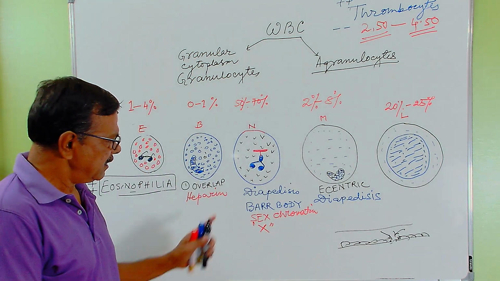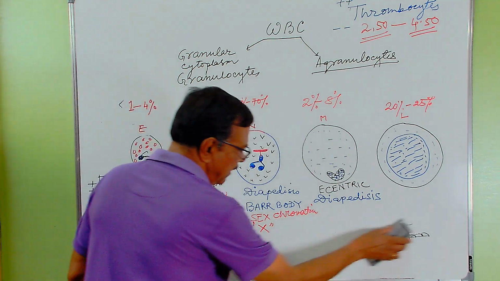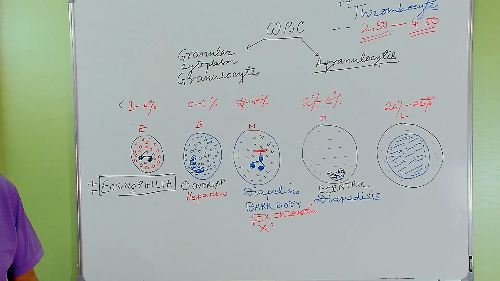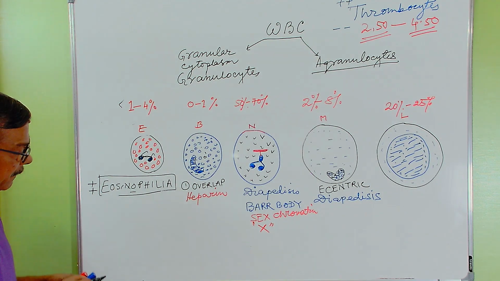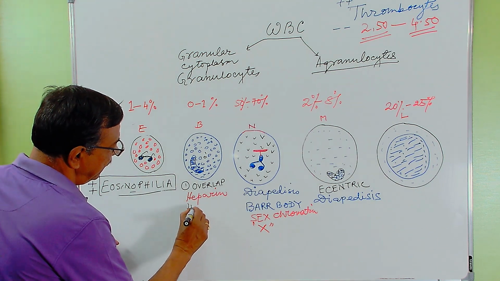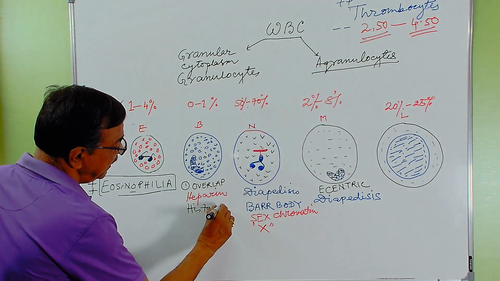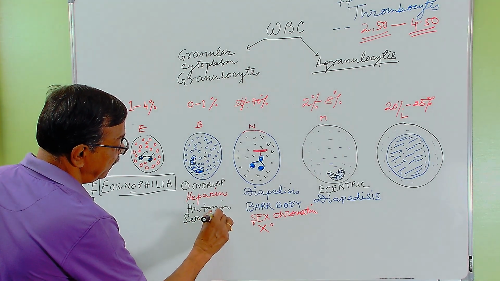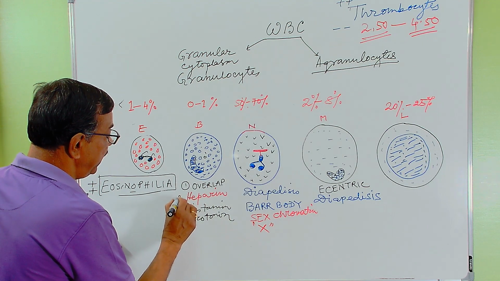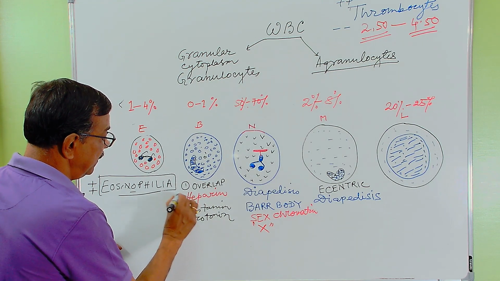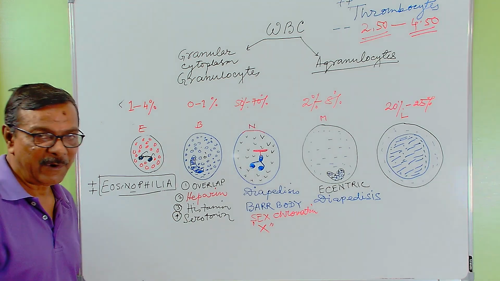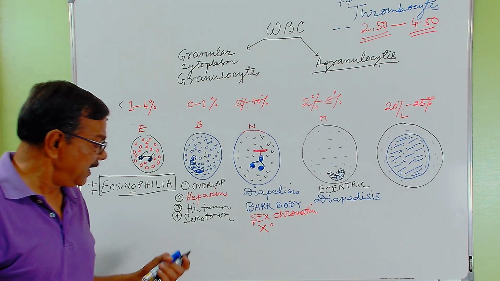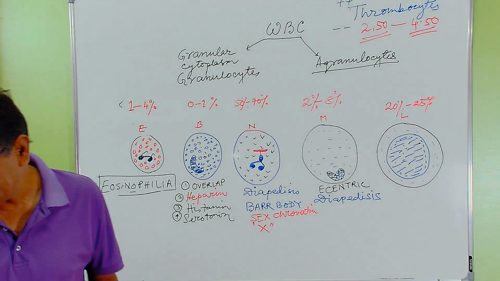So heparin is secreted by basophil. This is the main function of basophil. They secrete heparin, histamine and serotonin. These three or four points you write. You can write three or four points as per your capacity.